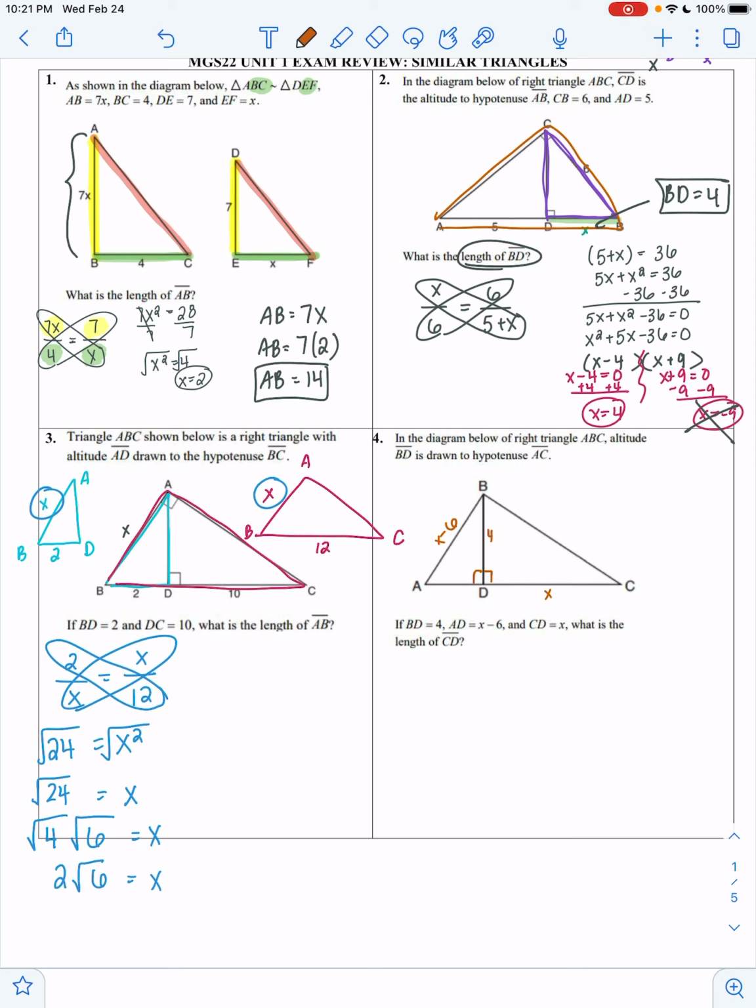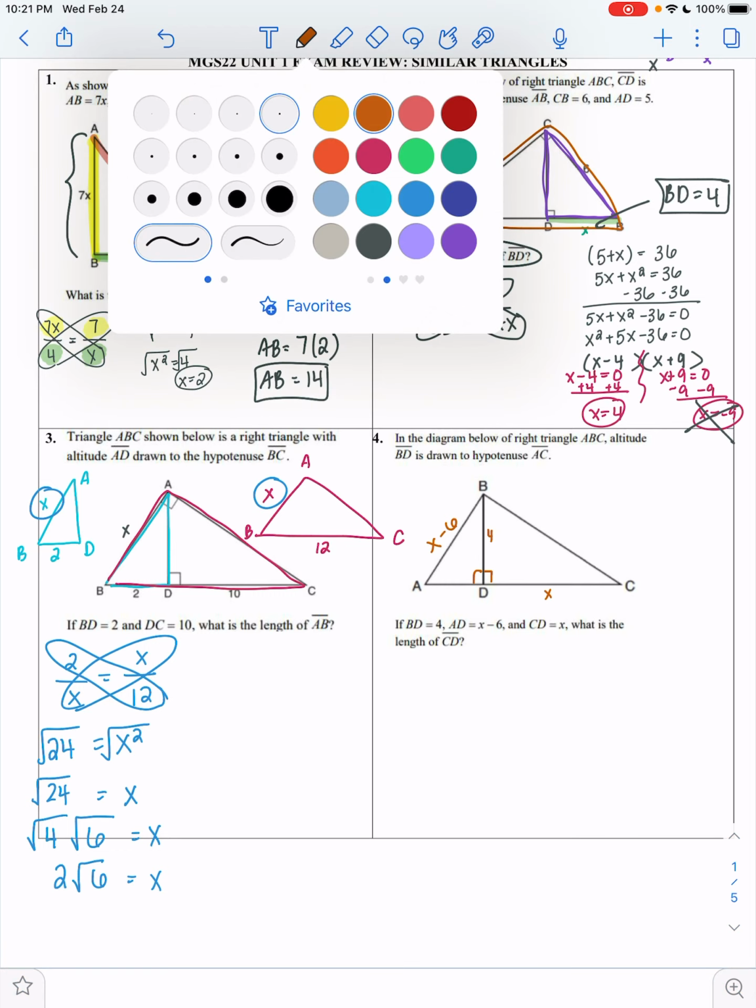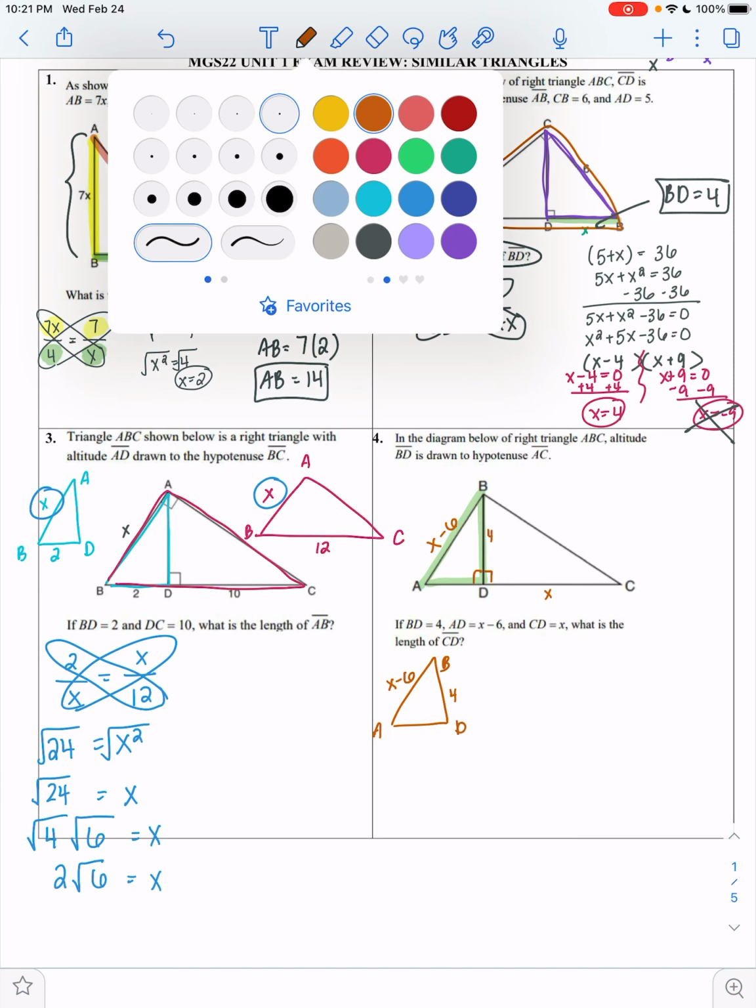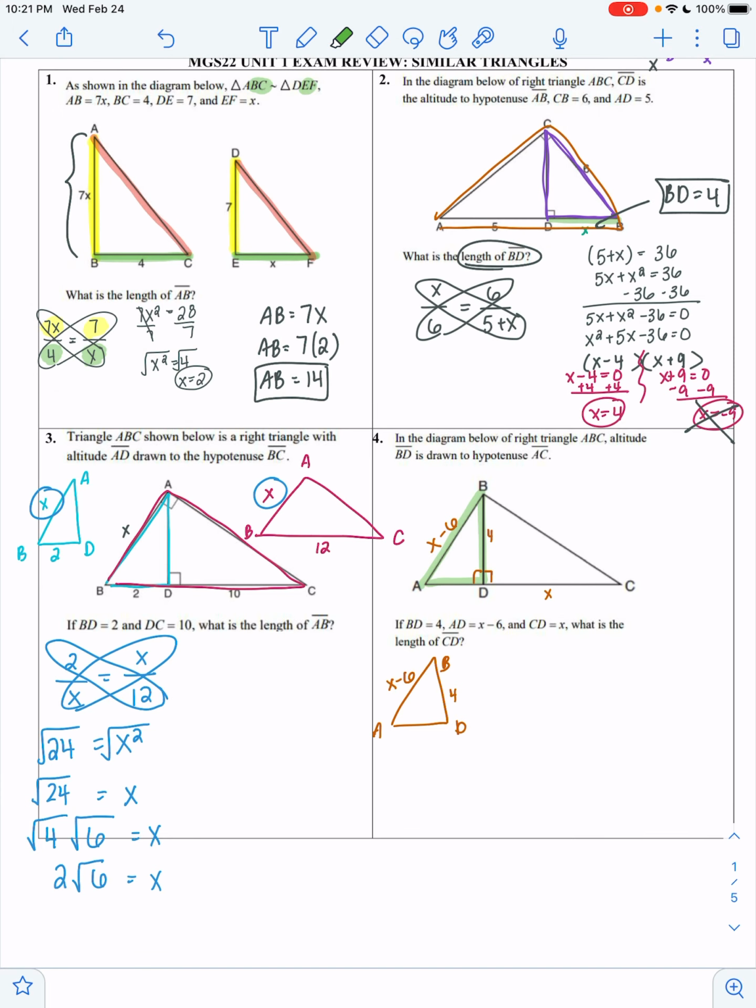Okay, this looks a little bit challenging because we have so many X's, right? But again, let's identify the triangles we're going to use. I think we're definitely going to use triangle ABD. So let's redraw that one. Triangle ABD. And I mean it when I say redraw these triangles. Please don't feel like you shouldn't do it.